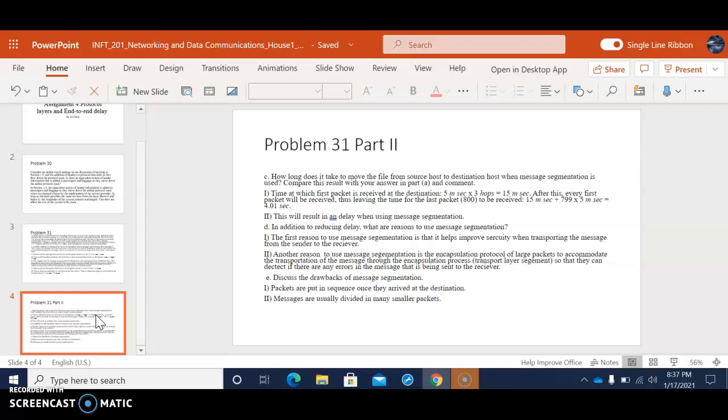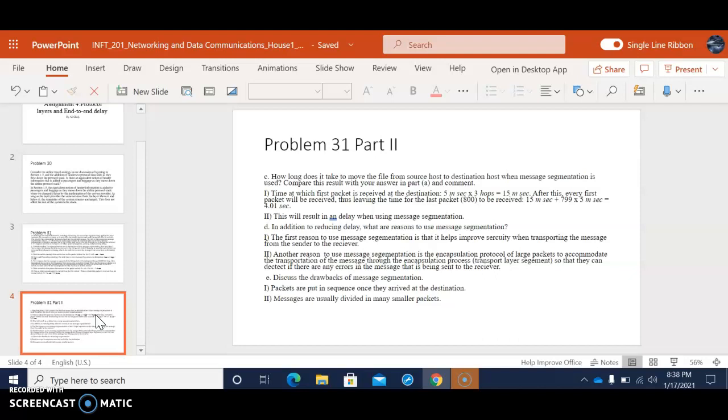Now for D. In addition to reducing the delay, what are the reasons to use message segmentation? What are the advantages of using it? For the first reason, it helps improve the security when transporting the message from the sender to the receiver. The other reason would be in the encapsulation protocol of large packets, meaning the transportation of large packets, such as a video. So it accommodates the transportation of the message from the encapsulation point.